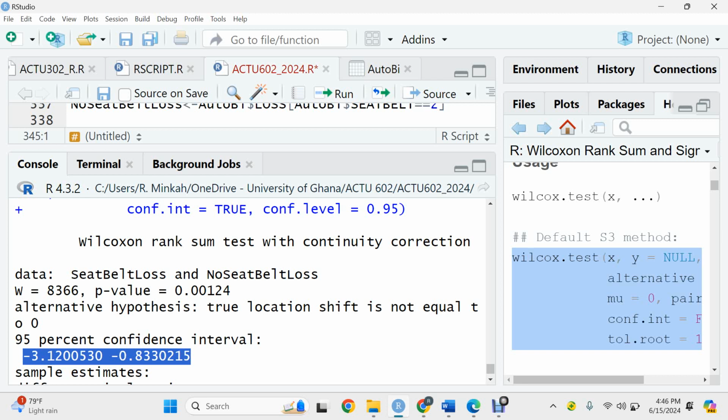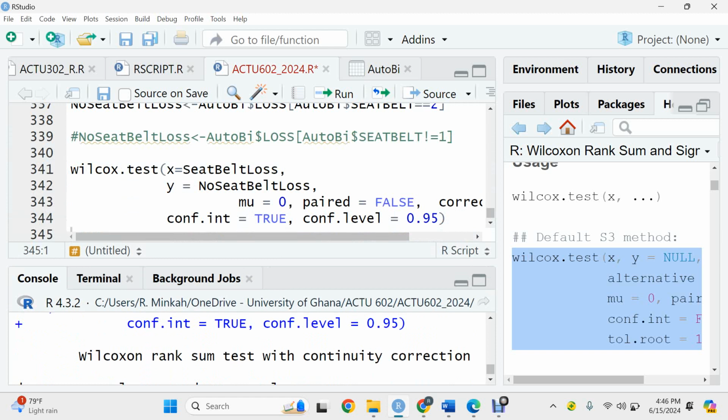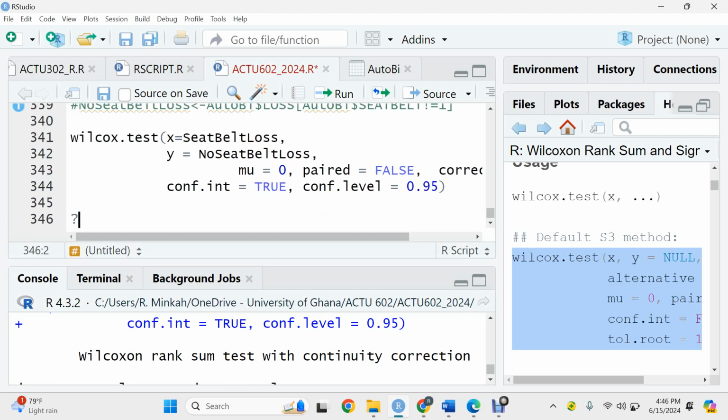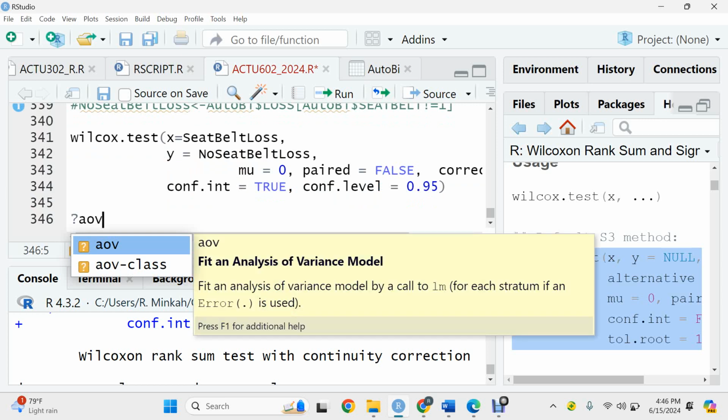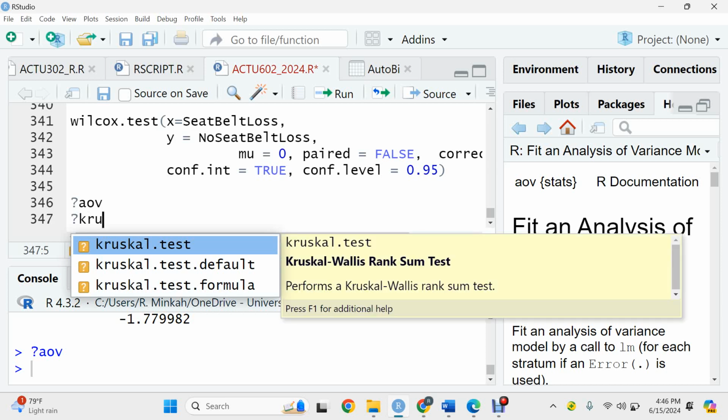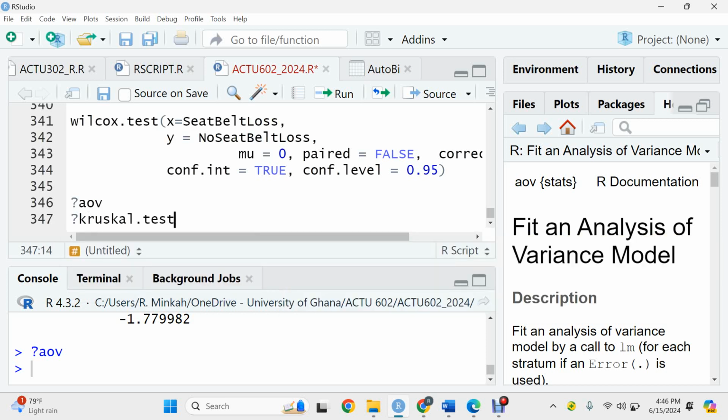Okay, so I'll leave the other one to you as an assignment where you check the marital status. So there, you cannot use ANOVA. So what I want you to do is that when you go look at the health files for AOV, so ANOVA, I should type it there. So AOV, that is analysis of variance. Okay, but that is not satisfied, right? So what you need to do is to look for Kruskal.test. So you can check the health files for that.